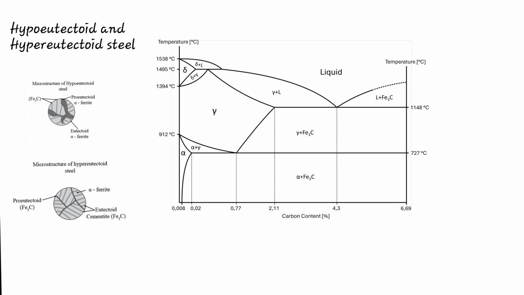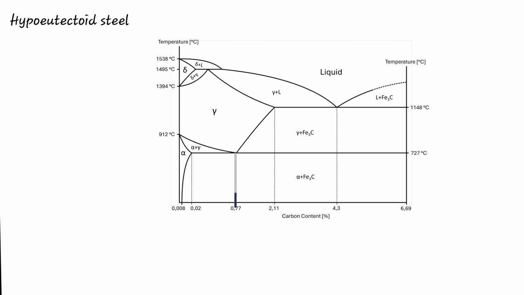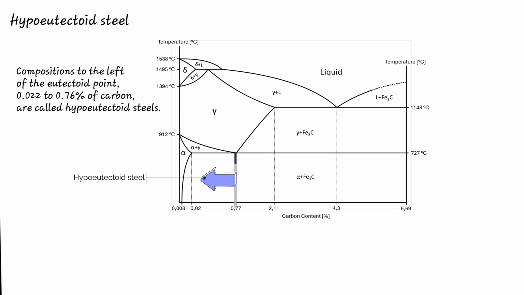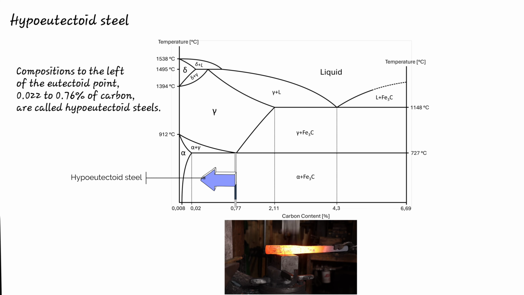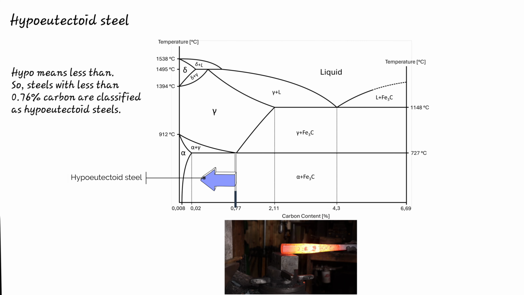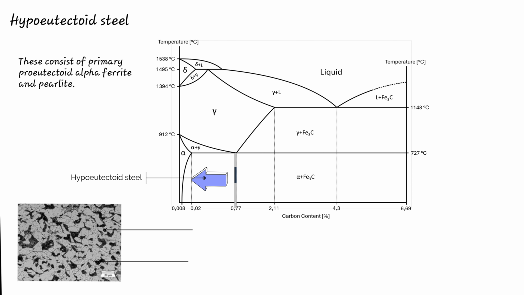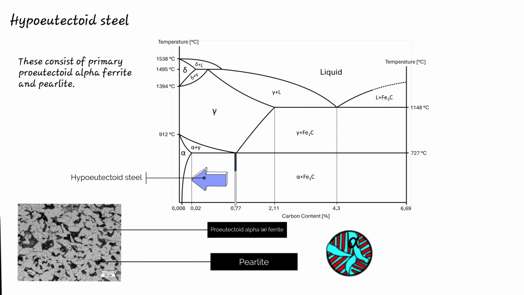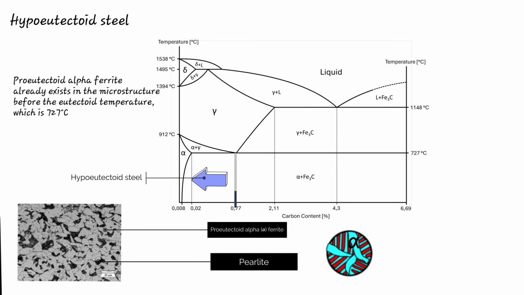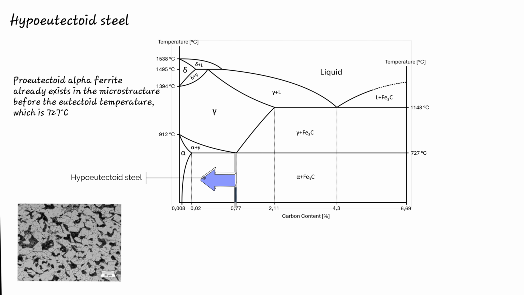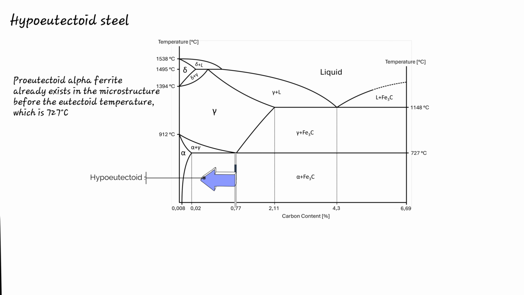Hypoeutectoid and hypereutectoid steel. Hypoeutectoid steel. Compositions to the left of the eutectoid point, 0.022 to 0.76 weight% of carbon, are called hypoeutectoid steels. Hypo means less than. So, steels with less than 0.76% carbon are classified as hypoeutectoid steels. These consist of primary proeutectoid alpha ferrite and pearlite. Proeutectoid alpha ferrite already exists in the microstructure before the eutectoid temperature, which is 727 degrees Celsius.